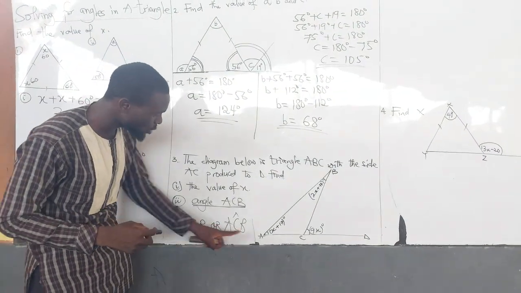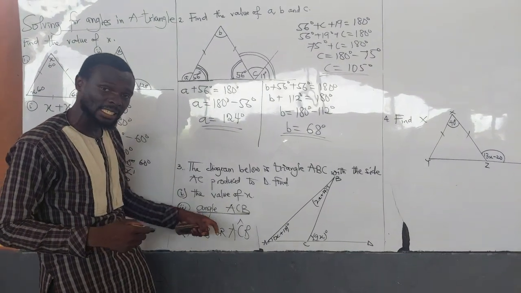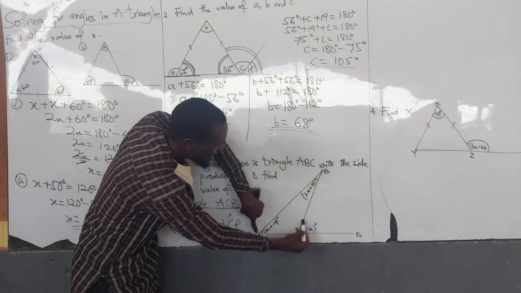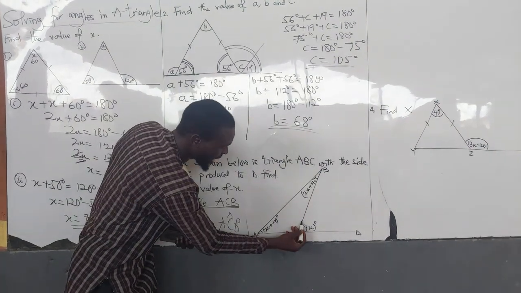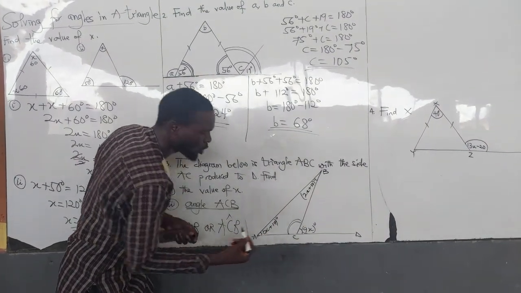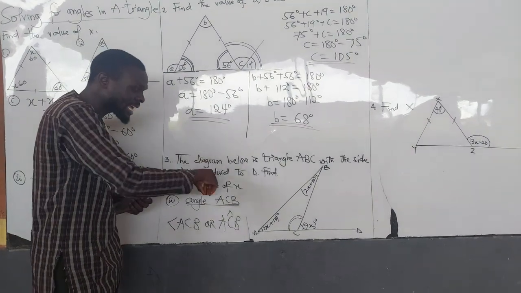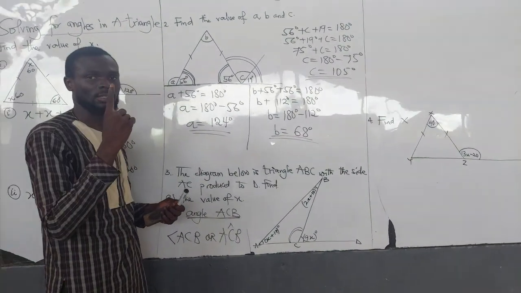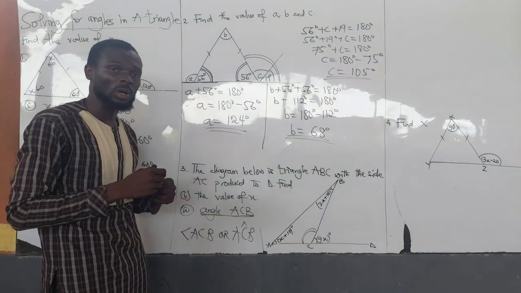So if you come to this one and you have been asked to calculate ACB, this is your A, this is your C, this is your B. So what is the angle there? This angle is what you have been asked to calculate. So with such questions, we write our angles with the vertices. So let's take the first one, which is the R.